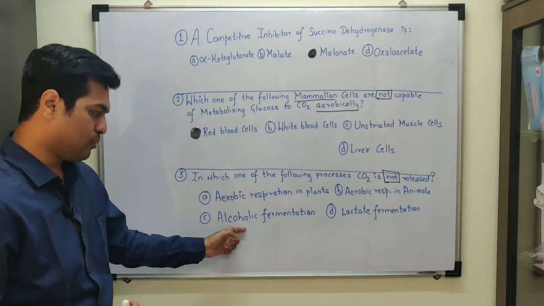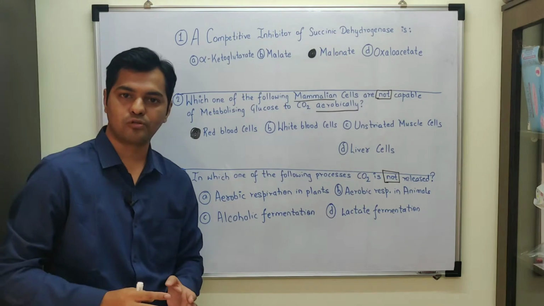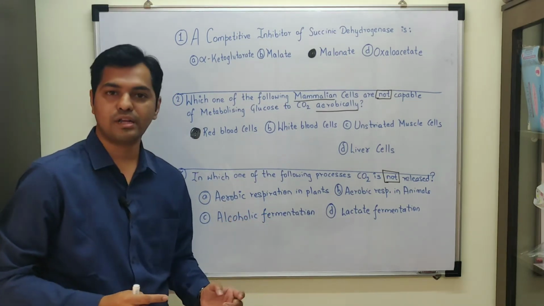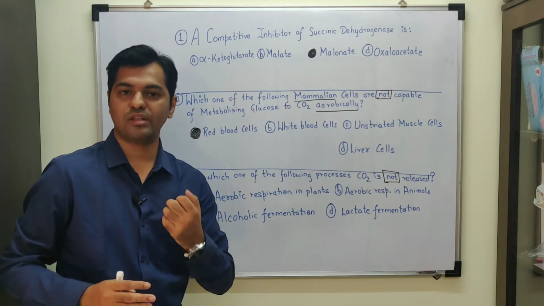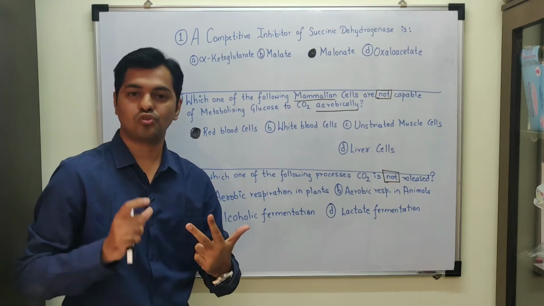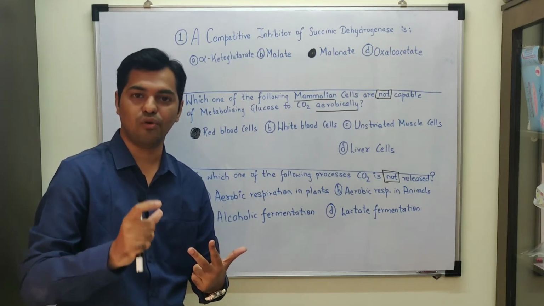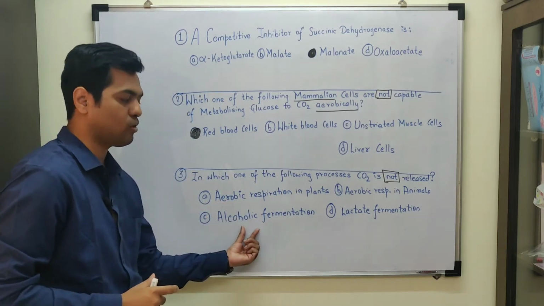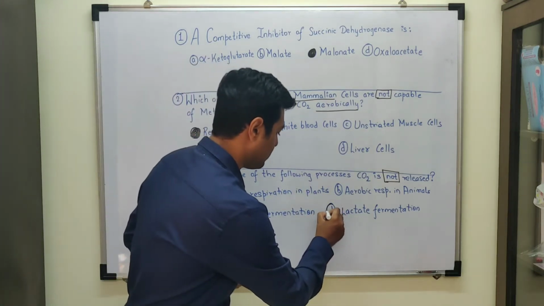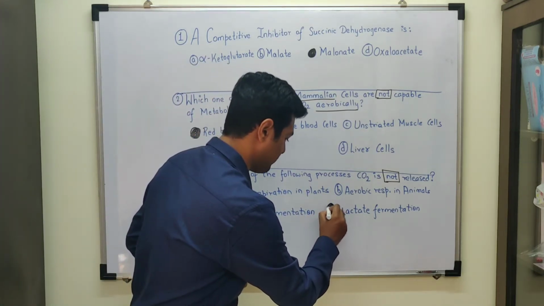Whereas alcoholic fermentation is an anaerobic process. In spite of being an anaerobic process, in alcoholic fermentation there are 3 stages. One is glycolysis, decarboxylation and reduction. So since there is a decarboxylation event involved, there will be release of CO2 in alcoholic fermentation. So we are left with only one correct option, that is lactate fermentation.